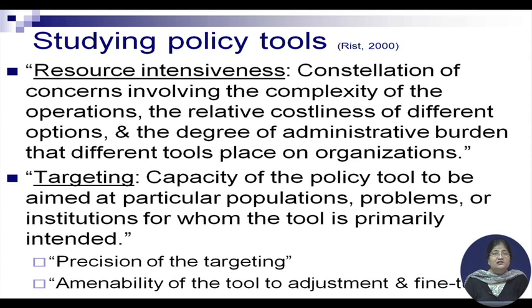Targeting is another policy tool. This includes the capacity of the policy tool to be aimed at particular populations, problems, or institutions for whom the tool is primarily intended. And we need to take into account the precision of the targeting. We also need to take into account the amenability of the tool to adjustment and fine-tuning.